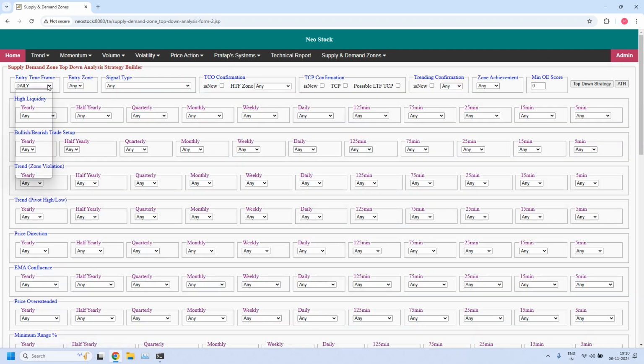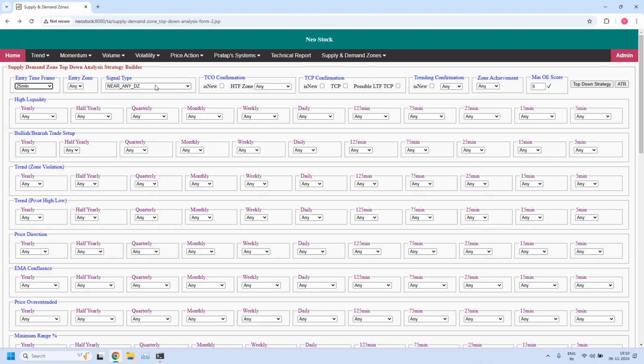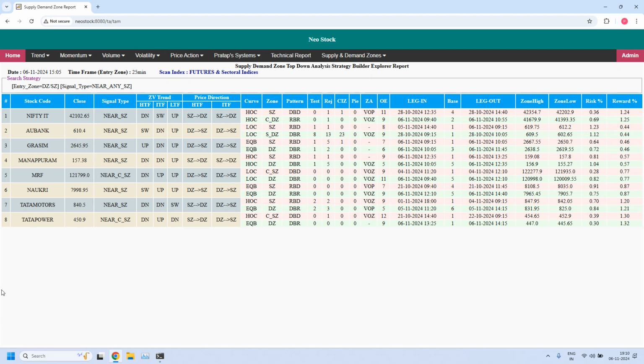Next time frame is 25 minutes. Let us find the stocks near 25 minutes demand zone. 3 stocks are filtered. Next, for 25 minutes time frame, let's find the stocks near 25 minutes supply zone. 8 stocks are filtered.